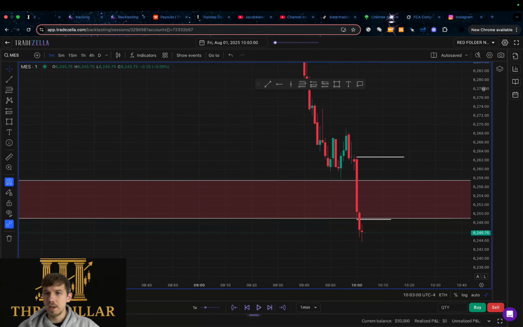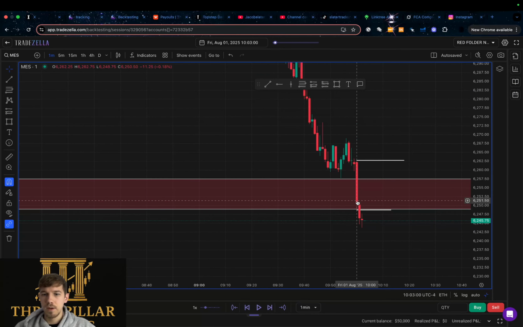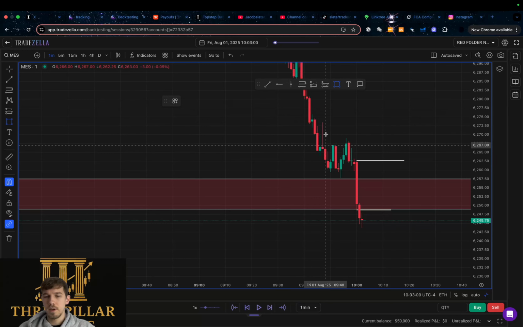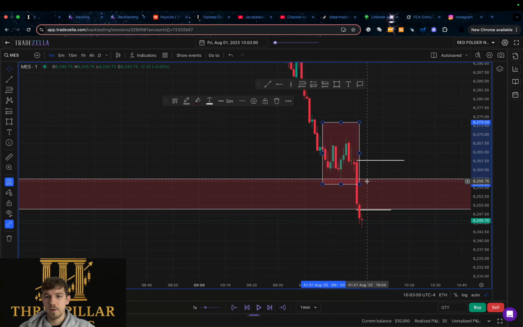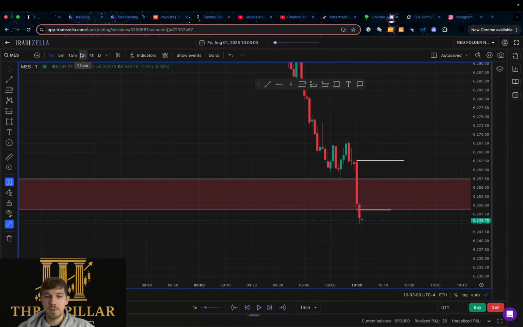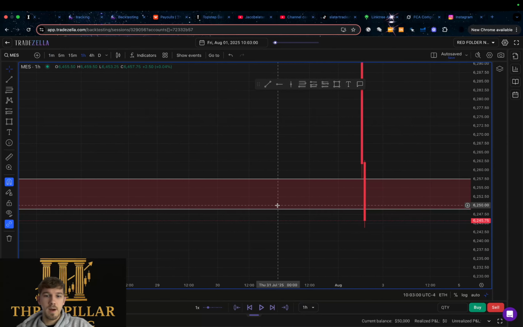So we've got another example here of a red folder news candle, which is 10 o'clock. We had PMI on a Friday. So what you get before a news release is you get accumulation just before, and then you get a manipulation of the sell side. This is how we would use these news candles to form a bias. So we've swept the low of the news candle, so that's fine. We've swept into a 1 hour fair value gap here.